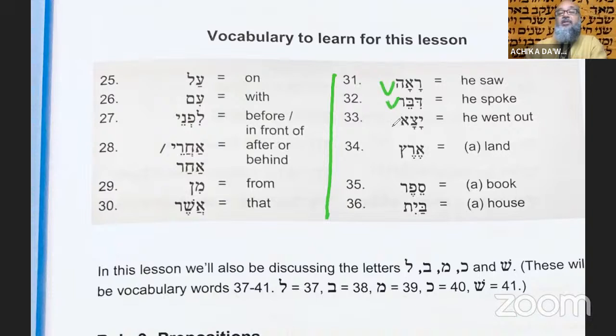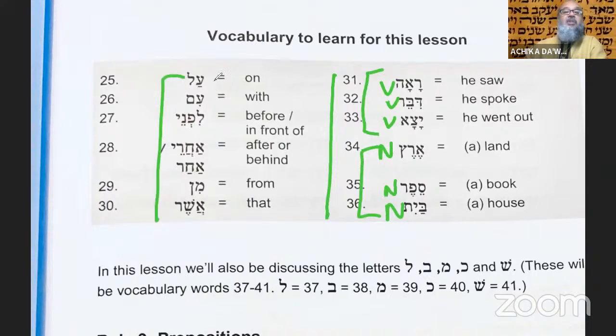Deber is a verb. Yatsa is a verb. Aretz is a noun. Sefer is a noun. And bayit is a noun. Okay. So you're going to be given 3 verbs that you're going to learn. You're going to go over 3 nouns, and all these right here are prepositions.